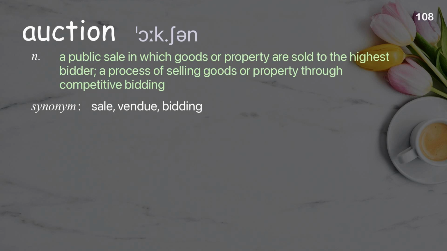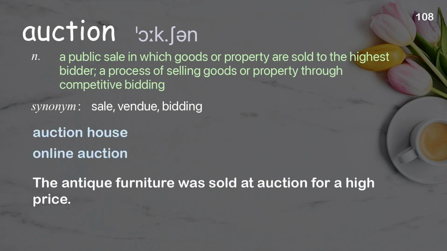Auction: A public sale in which goods or property are sold to the highest bidder, a process of selling goods or property through competitive bidding. Examples: Auction house. Online auction. The antique furniture was sold at auction for a high price.